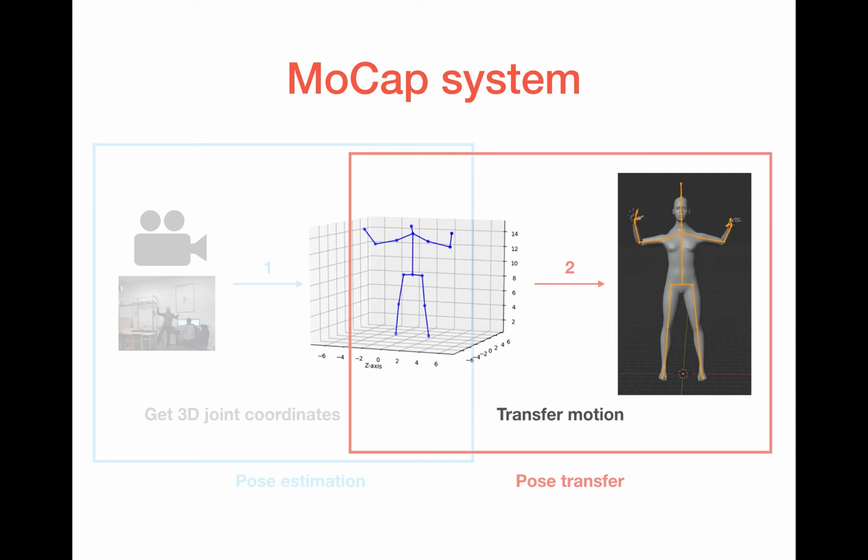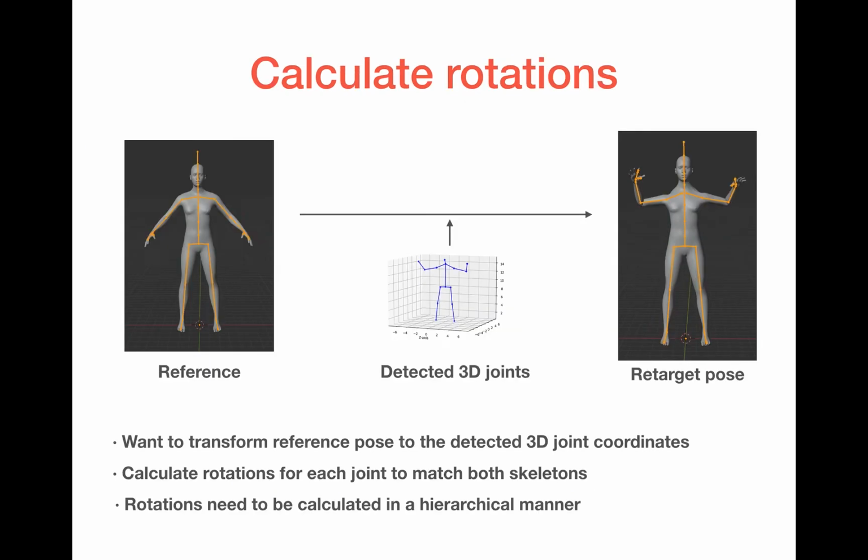So once we capture the 3D joint coordinates of the body from the RGB images, how can we transfer these points to our model so that our model can move accordingly? First we have our 3D model in a reference position. Then we have the detected 3D joint coordinates that we want to imitate. So we need to calculate how we need to rotate each one of the joints to get the desired position.